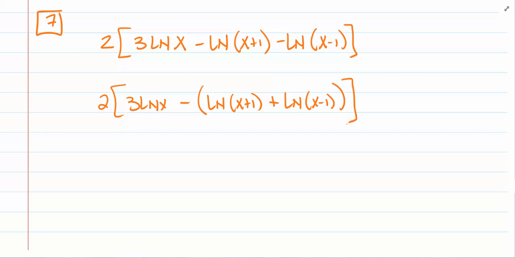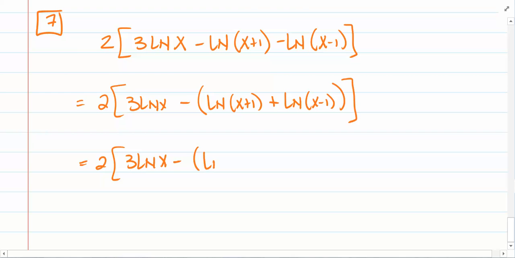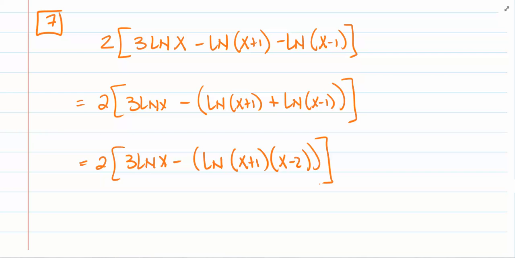So that's going to give me 2 times 3 times natural log of x minus, parentheses, the natural log of x plus 1 times x minus 2. So now I've condensed that second part into a product of x plus 1 times x minus 1. Oh, sorry. Thanks. That should be a 1. Good job, guys. Way to catch that.